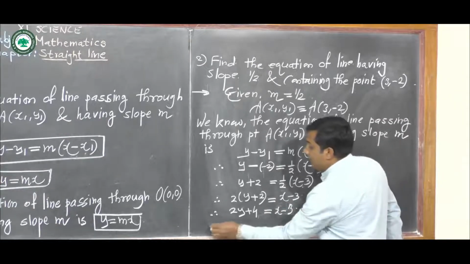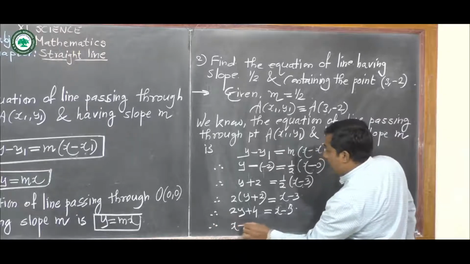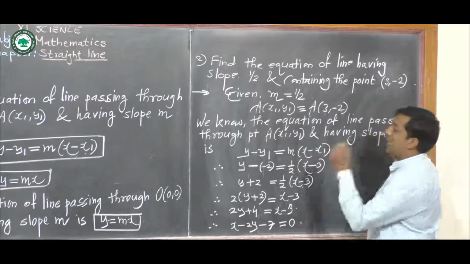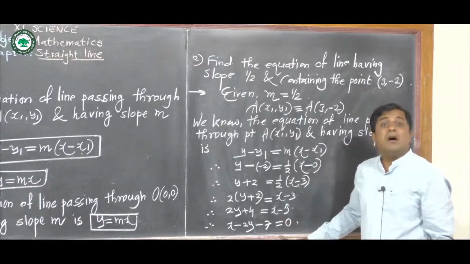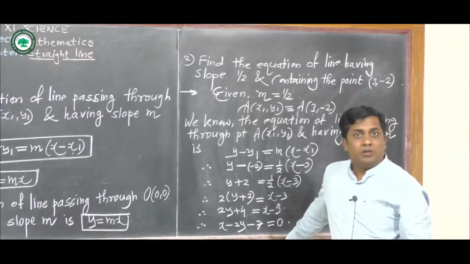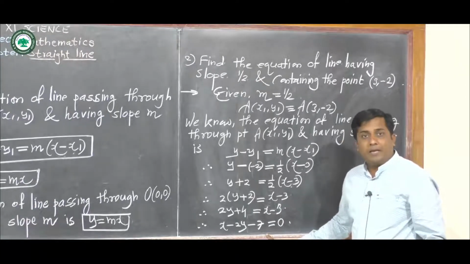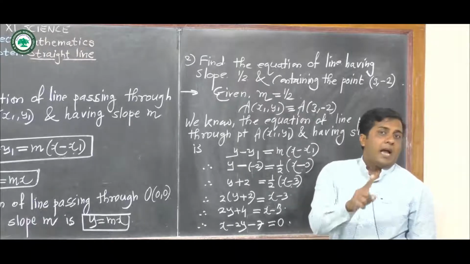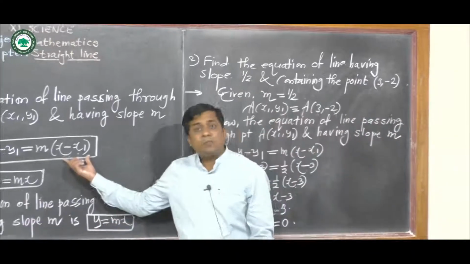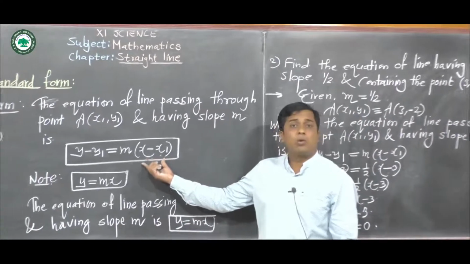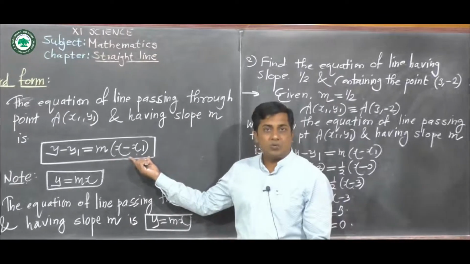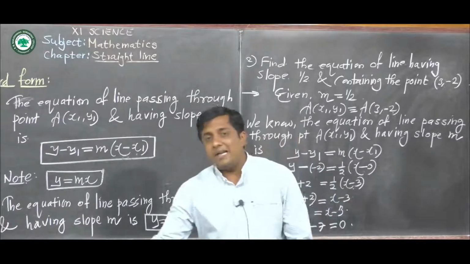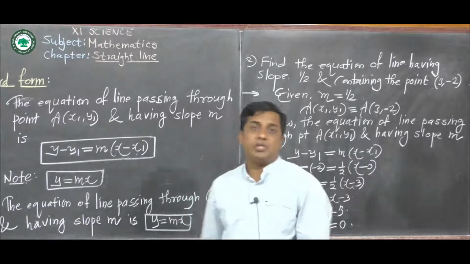Okay, and lastly I write this as x minus 2y minus 7 is equal to 0, and this is the required equation of line. So remember this part: if a line passes through one point and has slope m, then using this form, that is y minus y1 equal to m into bracket x minus x1, we find the equation of the given line. Very interesting part it is, try to remember this part.